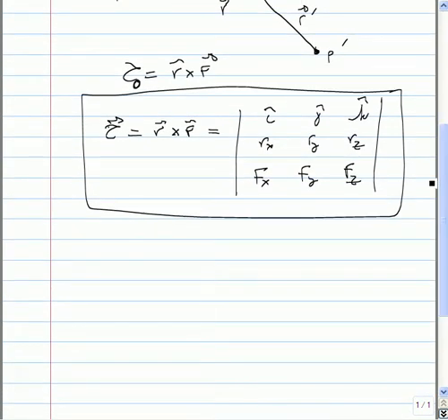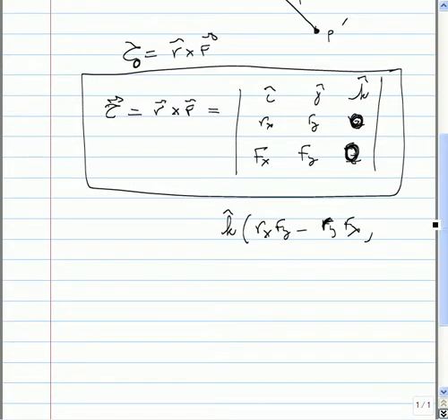If you're dealing with 2D, then all you have is the same matrix but with 0 here and 0 there. Therefore, when you calculate the I component, you end up with 0. When you calculate the J component, you end up with 0 as well. The only surviving term is going to be the K, which is just going to give you rx fy minus ry fx. So in 2D, you don't have to set up the whole matrix.